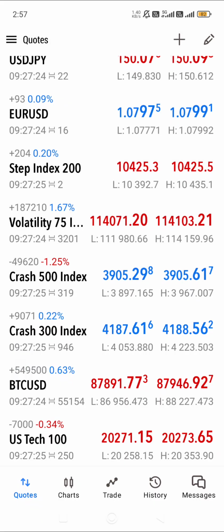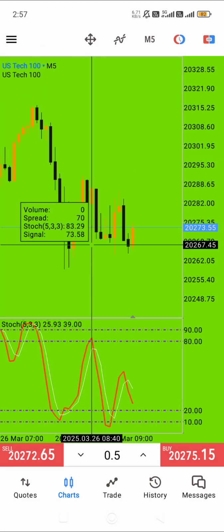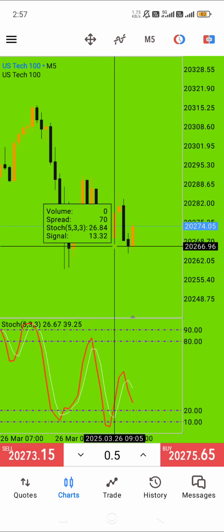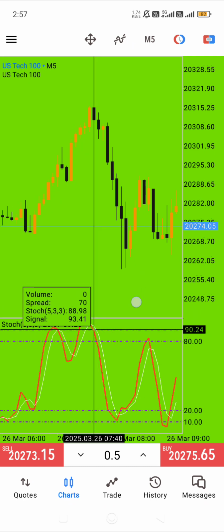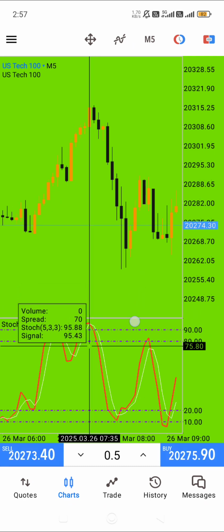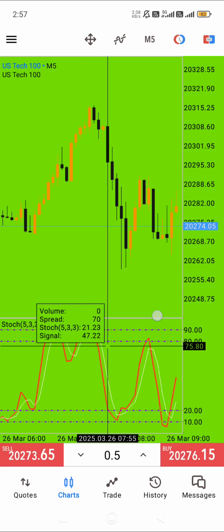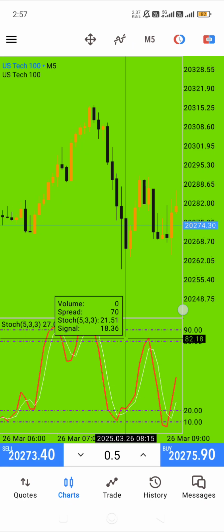US Tech is called Nasdaq. Same thing here. Touch the 80, then below both lines, the market will go down, with a long movement you can carry. Here, 80 and 90 above both lines, 90 crosses and 80 crosses, then you can trade here. Then 1, 2, 3, 4, 5 candles you can carry for good profit. This is the 5 minute time frame.